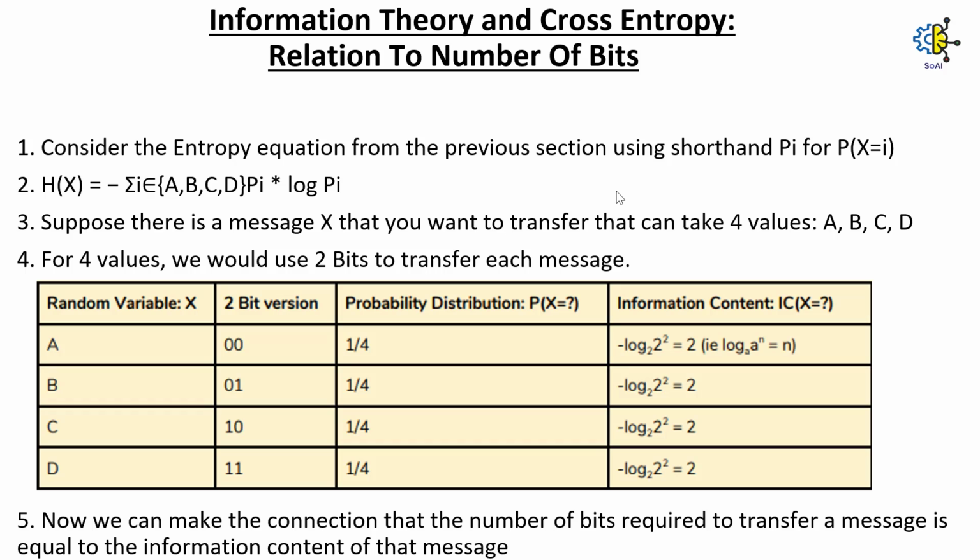Here in this table, you can see this random variable X, 2 bits version, probability distribution and information content, that is IC. Here for A, the 2-bit version is 00 and the probability distribution here is 1/4 and the IC is equal to minus log of 2 to the power 2 with base 2, which is equal to 2, that is log base a of a to the power n is equal to n. It's a formula actually. And similarly for random variables B, C and D. Now we can make the connection that the number of bits required to transfer a message is equal to the information content of that message.